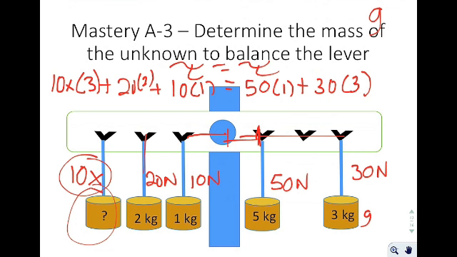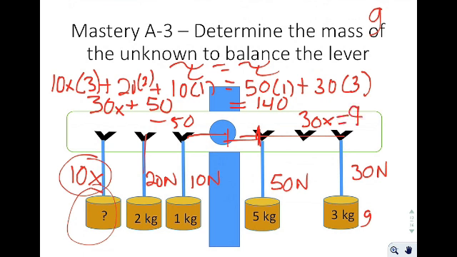So at this point, you have an algebraic expression in which you have only one unknown. 50 times 1 plus 30 times 3, this is 90, would end up giving you 140 on the right side of the equation. On the left side of the equation, you'd have 30x plus 50. To solve for this expression, you would subtract both sides by 50, and you would get 30x equals 90. Divide both sides by 30, and you would get x equals 3 kilograms.